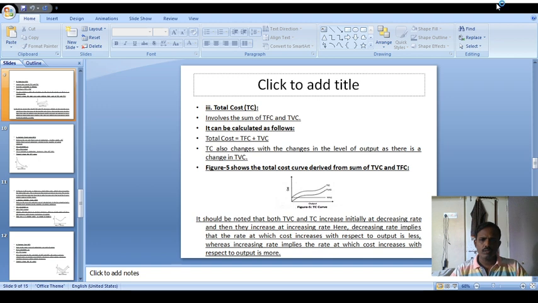It should be noted that both TVC and TC increase initially at a decreasing rate, and then they increase at an increasing rate. Decreasing rate implies that the rate at which cost increases with respect to output is less, whereas increasing rate implies that the rate at which cost increases with respect to output is more. It shows how TVC and TFC change.